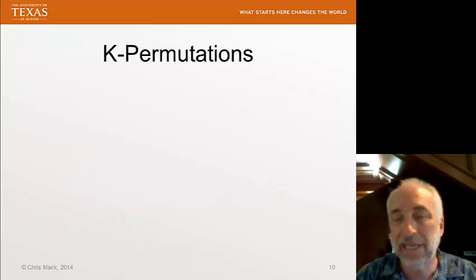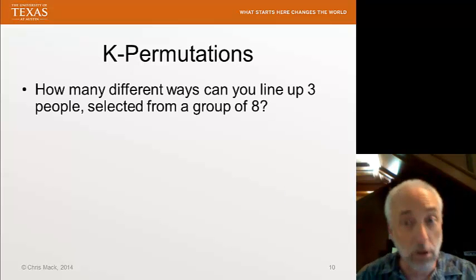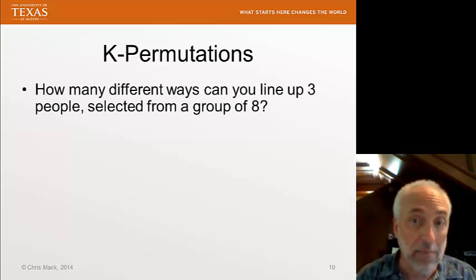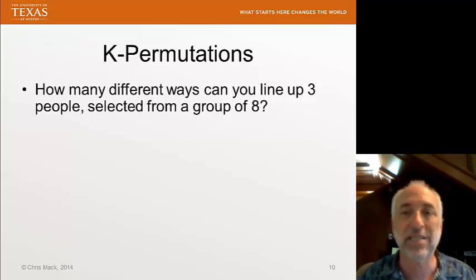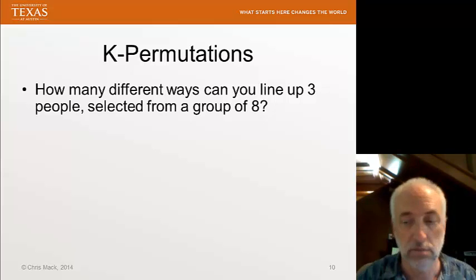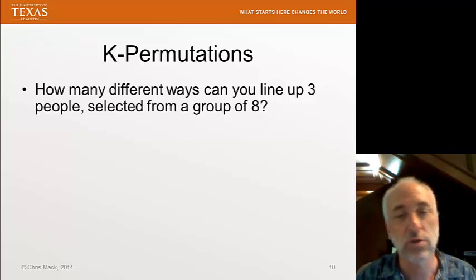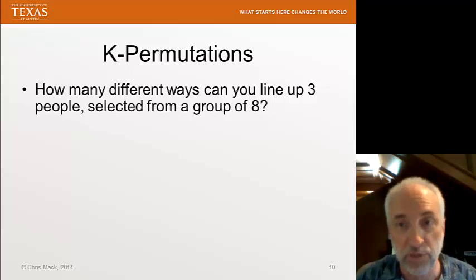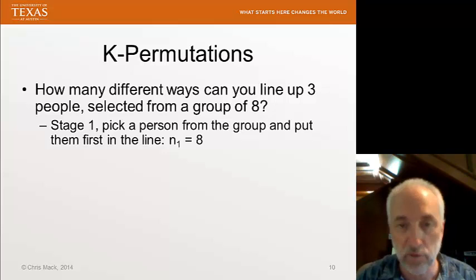Another interesting example is k-permutations. That is, I have a larger group, let's say 8, but I want to select only 3 of them and line them up. How many different ways can I sequence 3 people selected from a group of 8? Again, we can figure this out using the stage process. Stage 1, pick the first person in your line. How many options are available? Well, there's 8. 8 people in the group. I can pick any one of those 8.